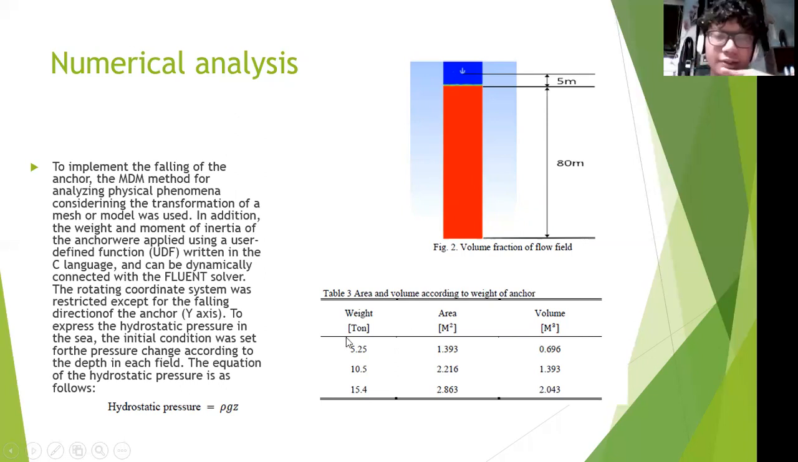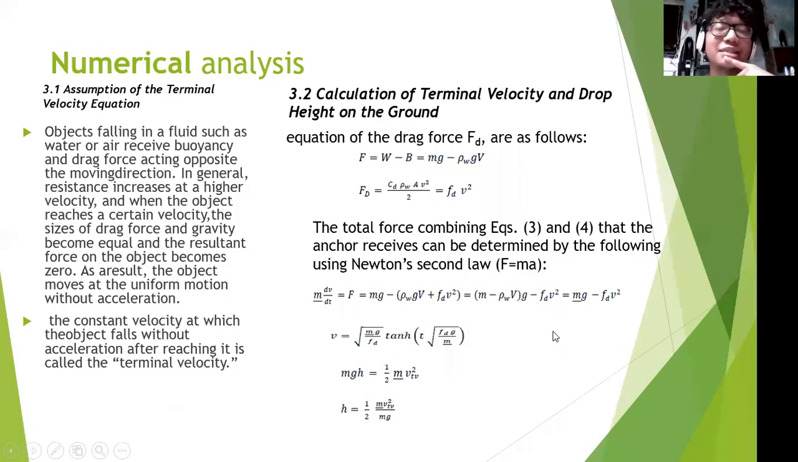For the weight of 25, we got the area of 139.3 and volume of 0.696. And for the other weights, we got the area and volume as well. You can see it in this table. After that, we made an assumption using the terminal velocity equation.